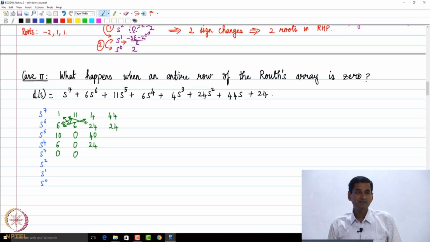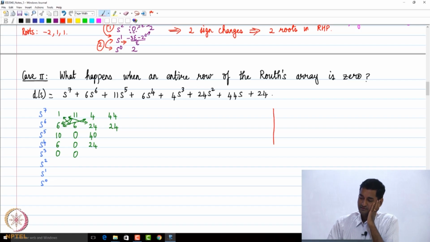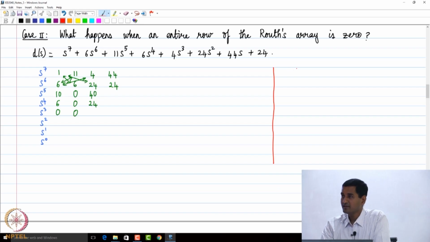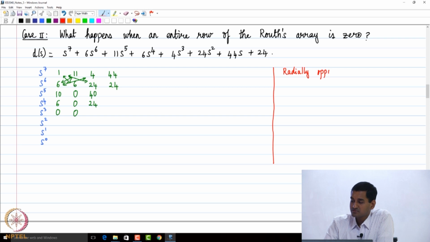We have come to a stage where the entire row of the Routh's array is 0. What do we do? Before we figure out what to do, let's learn a term which I am going to use here: radially opposite roots. What can one mean by radially opposite roots?